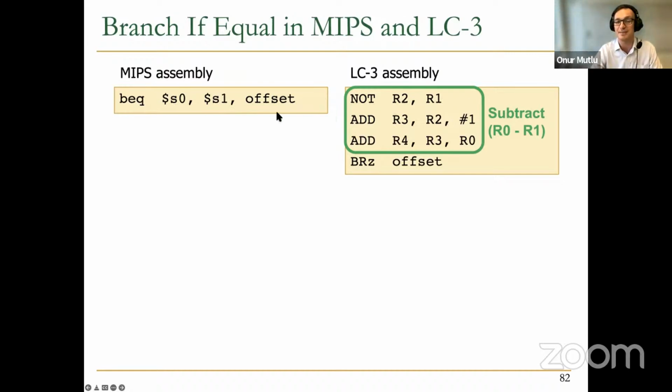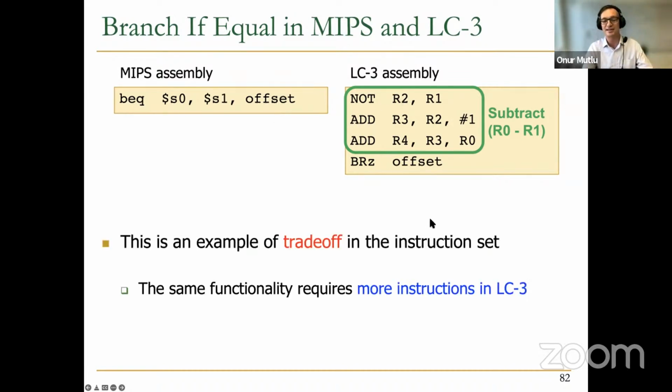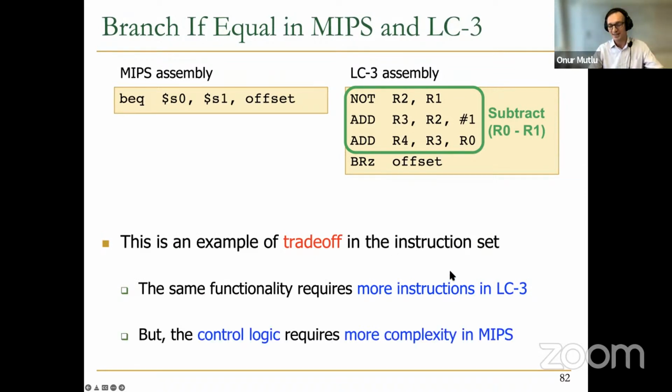So you can see again the semantic gap over here. The MIPS semantic gap is much lower. So one instruction specifies a lot of work. In LC3, you need to do a lot more work. And again, this is an example of the trade-off. The same functionality requires more instructions in LC3, but the control logic is much more complex in MIPS. So go back to the semantic gap slides that we discussed earlier. This is an example of the semantic gap for you.